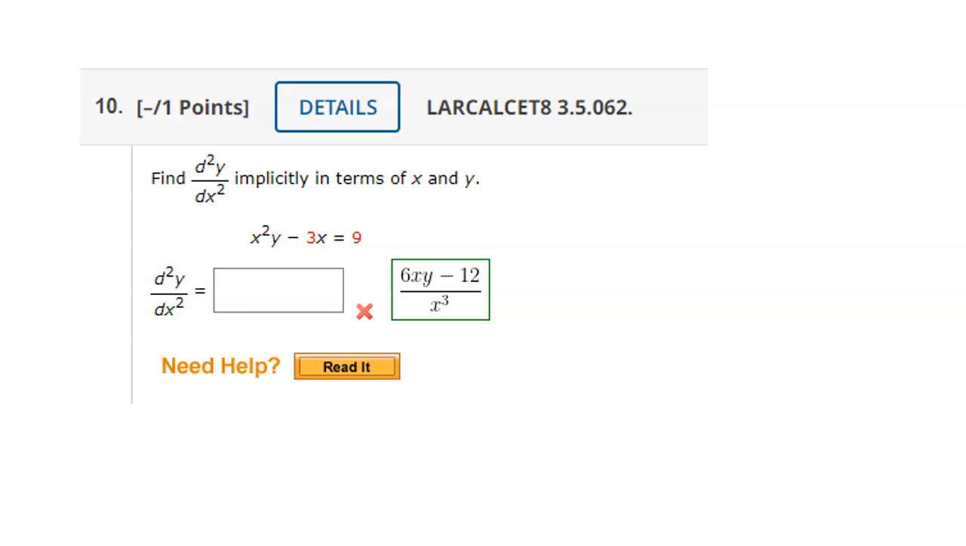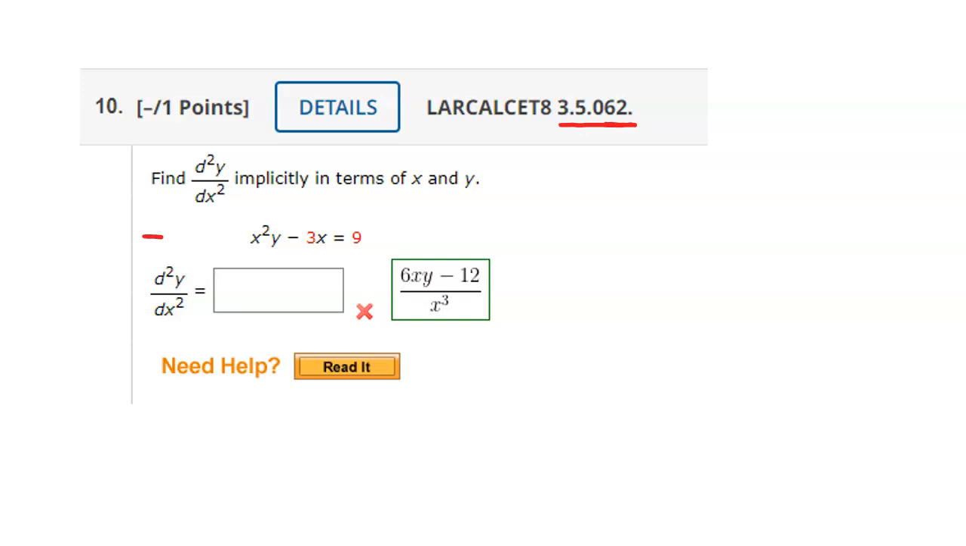This is a problem from the WebAssign homework. You'll probably have something very similar to this. You might even have this problem, but here's the number that we're looking at. It's section 3.5 and has a 0.62 at the end.